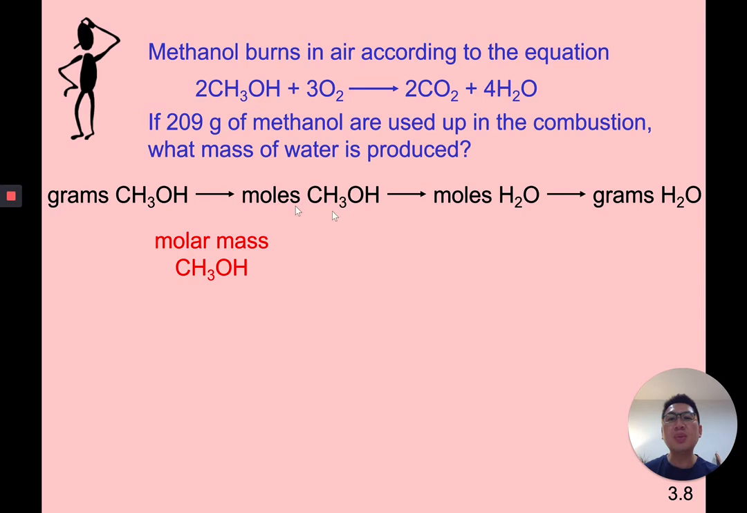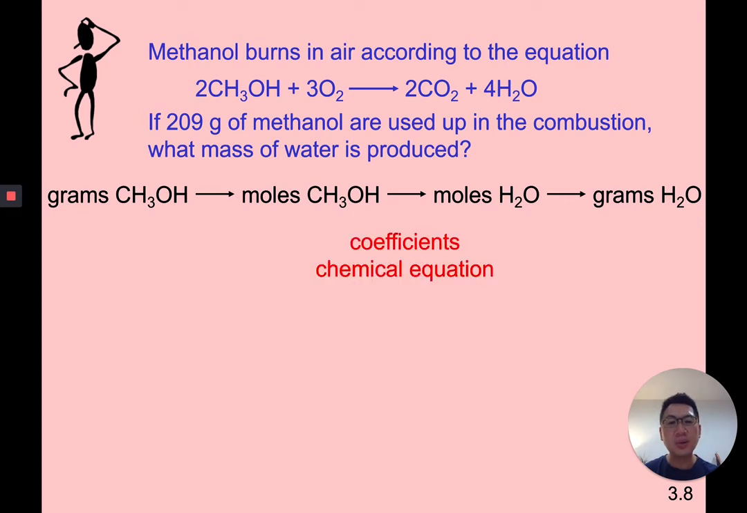Then once you have moles of methanol, change moles of methanol into moles of water. How do I do that? From the balanced equation. The coefficients of the chemical equation tell me 2 moles of methanol makes 4 moles of water. In other words, it's going to be double. It's like a 4-to-2 ratio.